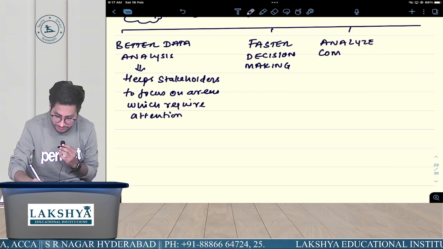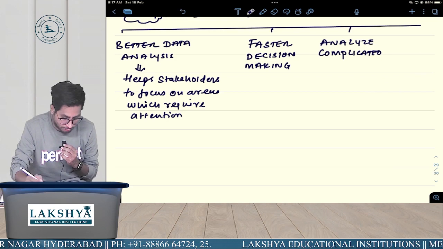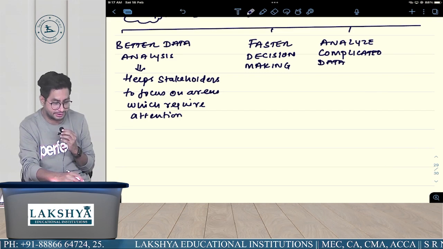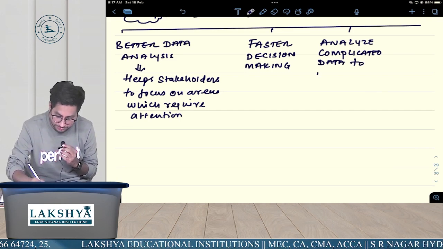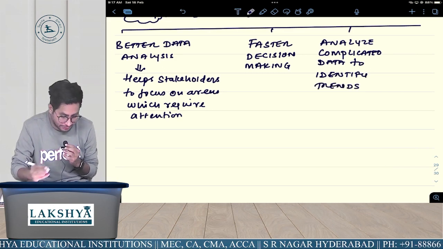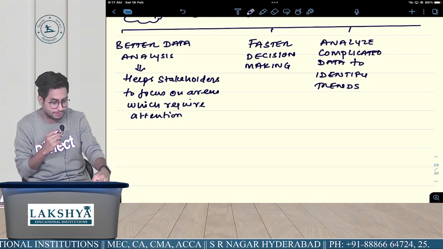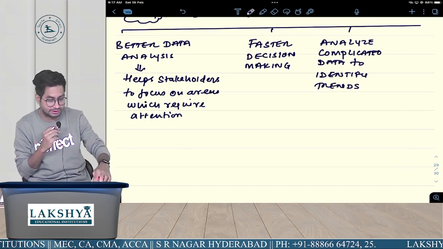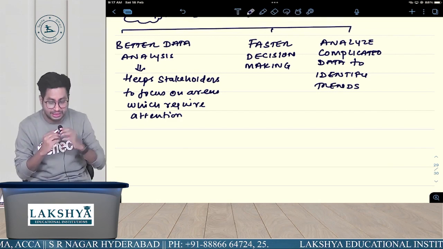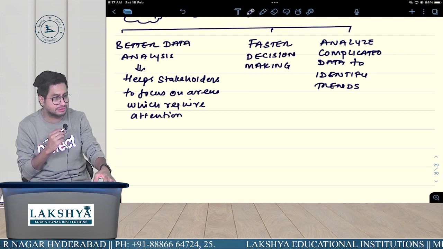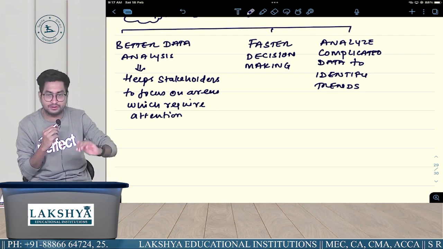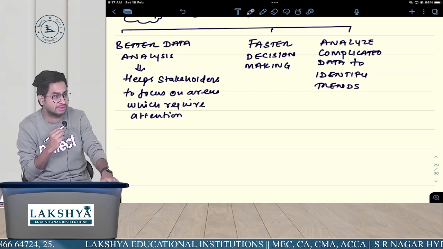Analyze complicated data to identify trends. Sir, what do we mean? See, there is something called event and there is something called trend. I repeat, event is there and trend is there. Happening or non-happening of something is called an event. If something happens on a regular basis, then it is called a trend.